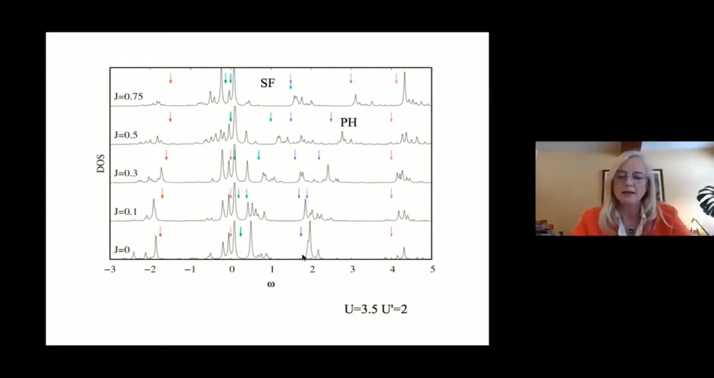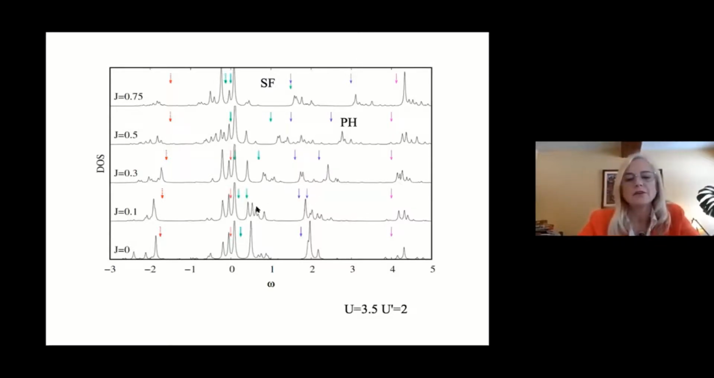This holon-doublon state here in the gap, as we crank up J, we can follow the arrows, and it splits into a lower energy peak and a higher energy peak. This is due to the splitting from the double particle hopping in the Kanamori-Hubbard Hamiltonian, because the holon-doublon now hybridizes and produces a bonding and anti-bonding state, so the energy separates due to J.